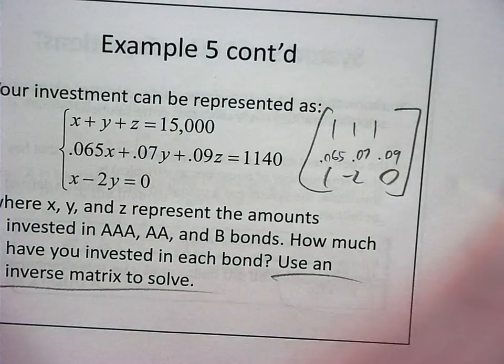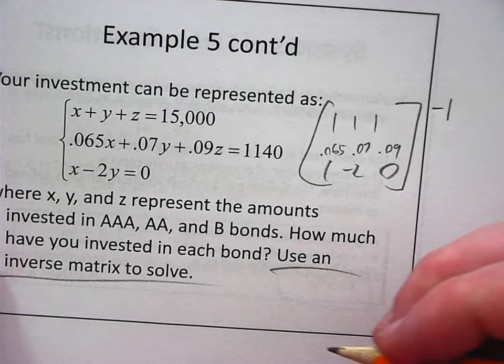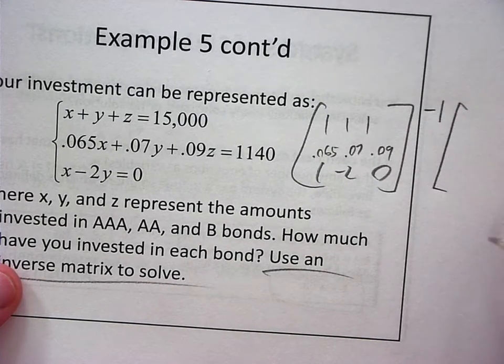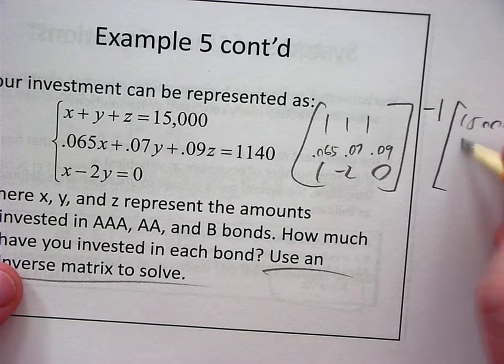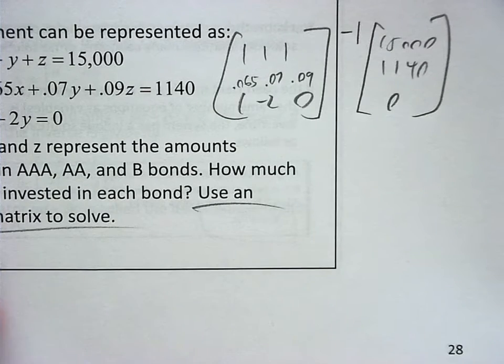Now, on your calculator, I would honestly use that inverse button if you have it available to you. So take the inverse of that matrix and then take that times what? 15,000, 1,140, and 0. Yep. So I would multiply that out. Go ahead and do it. See what you get.